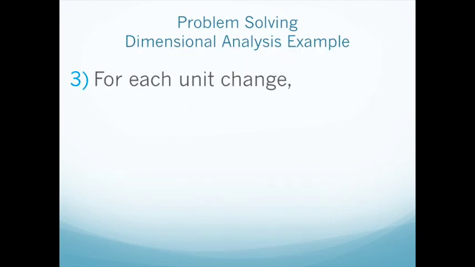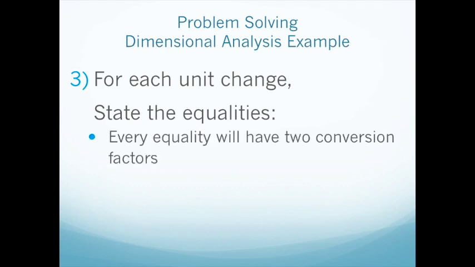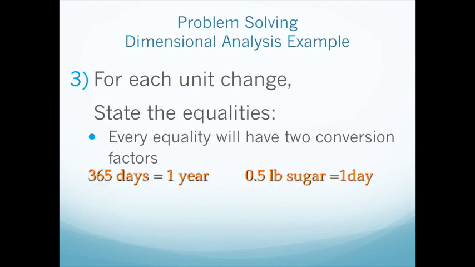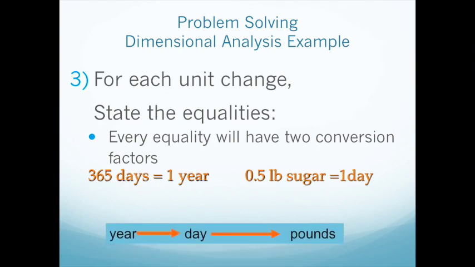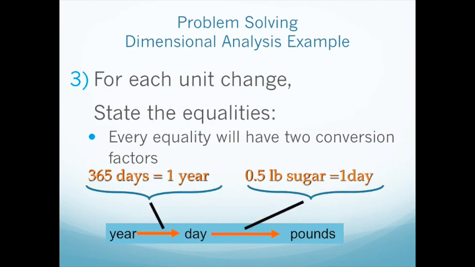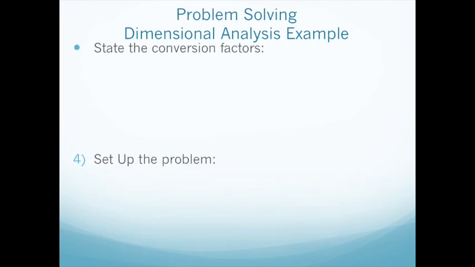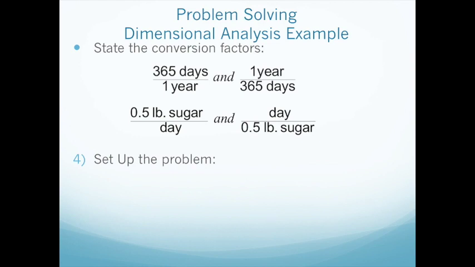So for each unit change, you want to state the equalities. So in this case, every equality will have 2 conversion factors. In this case, 365 days is equal to 1 year, and 1 day is equal to 0.5 pounds of sugar. In this case, you go from years to days, and then from days to pounds. So this shows the location of those factors, and then you set up the problem. So 365 days per year and 0.5 pounds of sugar per day.